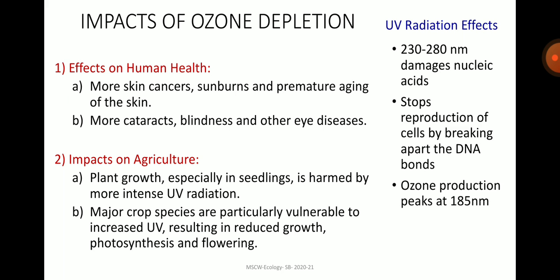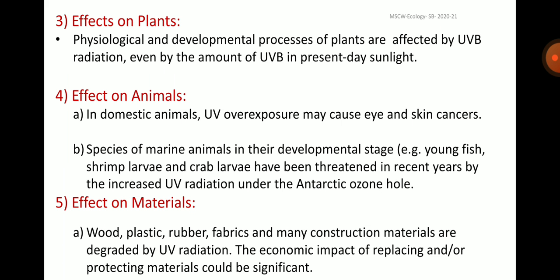So, the UV radiation effects at nanometers as mentioned here. UV radiation with the wavelength of 230 to 280 nanometer damages nucleic acid and stops reproduction of cells by breaking apart the DNA bonds, and ozone production peaks at 185 nanometers. Then ozone absorbance and destruction at 200 to 320 nanometer is reported.